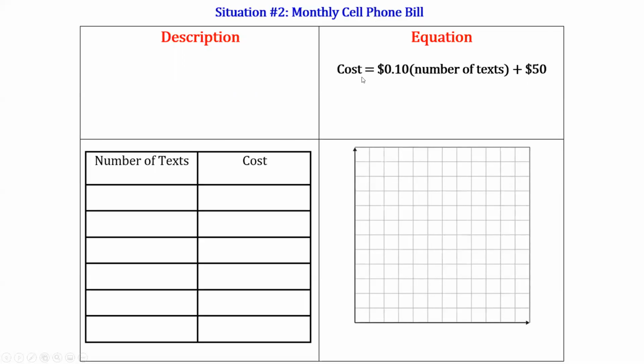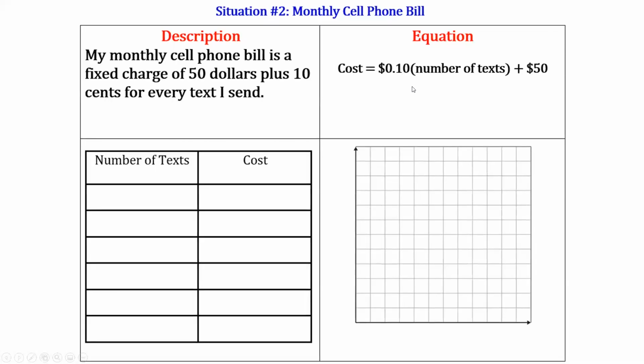Given this equation, I think it's pretty easy for me to come up with the description, because what it says is that the cost is 10 cents per text plus an initial $50. So a description I came up with is my monthly cell phone bill is a fixed charge of $50 plus 10 cents for every text I send. So once again, this is just a description I came up with. Your answer could look a lot different than this, but based on that equation, this is what I came up with.